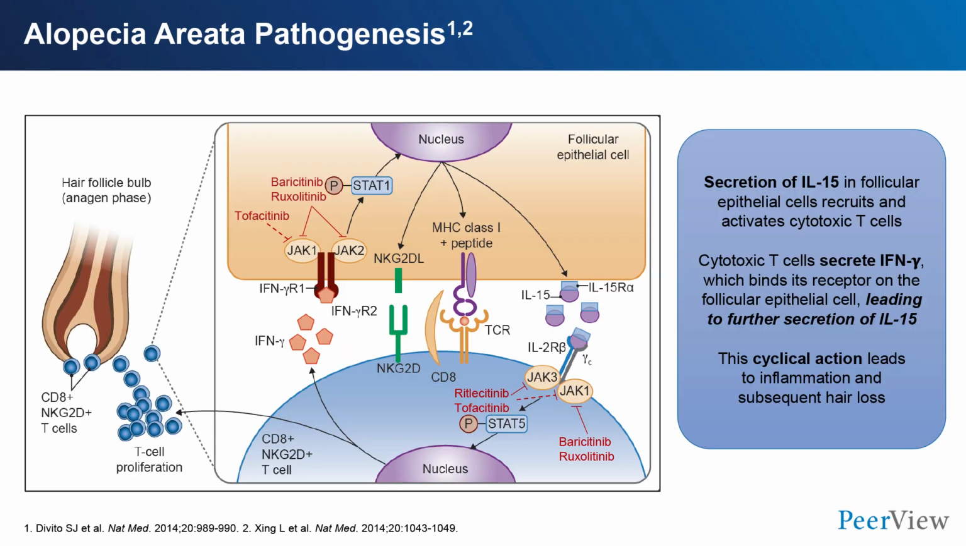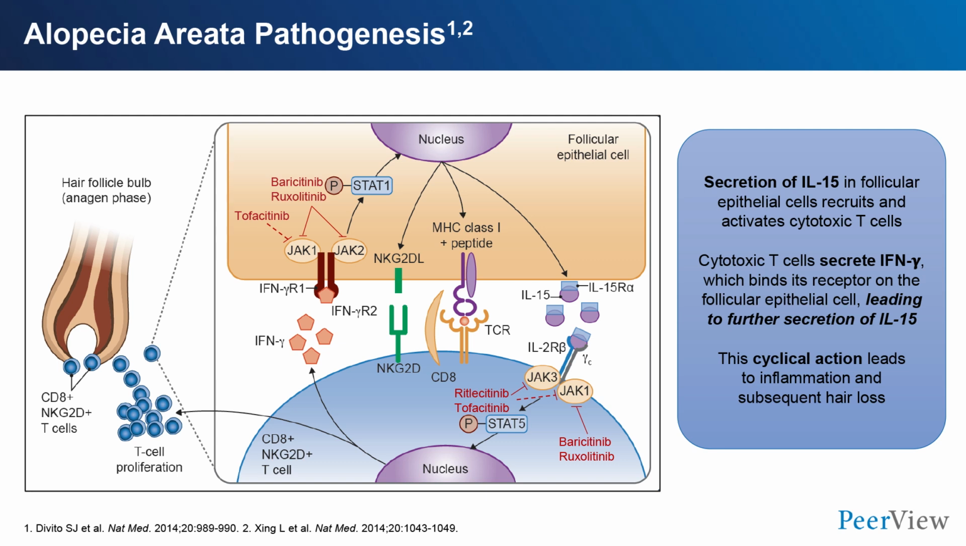So let's take a look at the alopecia areata pathogenesis. And so due to some amazing work by Dr. Angela Christiano in her lab, we have found out that alopecia areata is another one of these immune-active, autoimmune diseases that works through the JAK-STAT pathway. And what actually starts the process? We certainly know that there's probably some genetic and environmental components that play a role. And once they start, the secretion of IL-15 in the follicular epithelial cells recruits and activates cytotoxic T cells. So the cytotoxic T cells that are coming in because of the secretion of IL-15 start to secrete interferon gamma, which binds to its receptor on the follicular epithelial cell, leading to further secretion of IL-15.